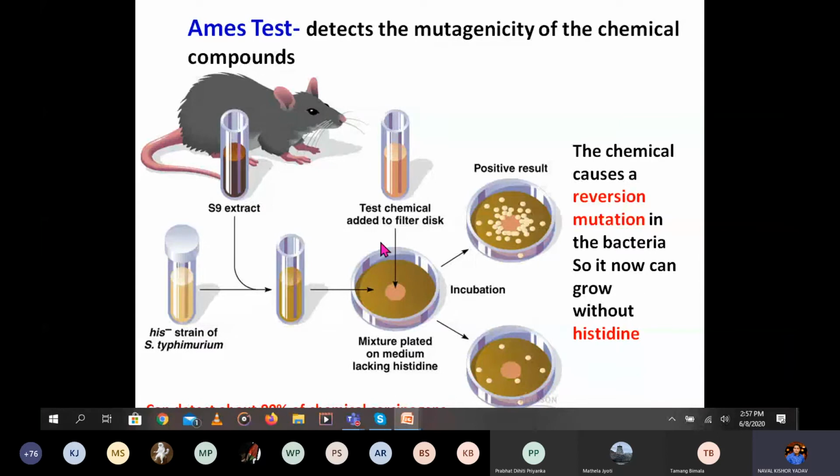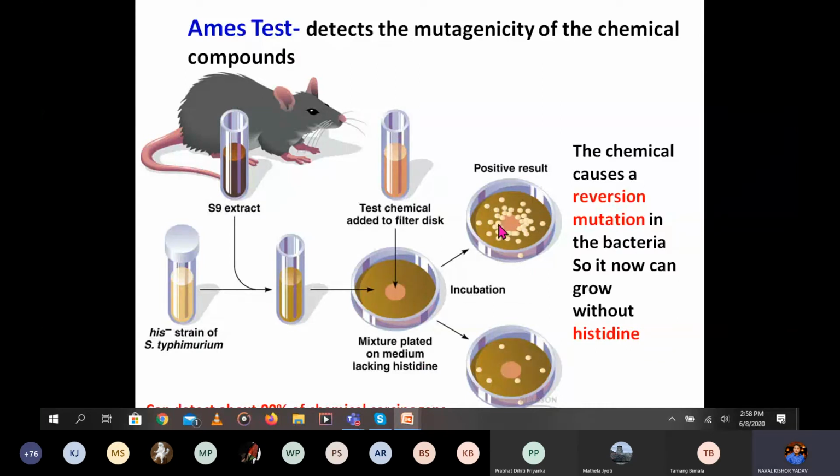If this chemical is carcinogenic, what will happen? There is a mutation in this bacteria, known as the reverse mutation. The chemical which is carcinogenic causes the mutation in this bacteria. Now this mutated bacteria can synthesize histidine. Due to that, you can see more growth of Salmonella typhimurium here.